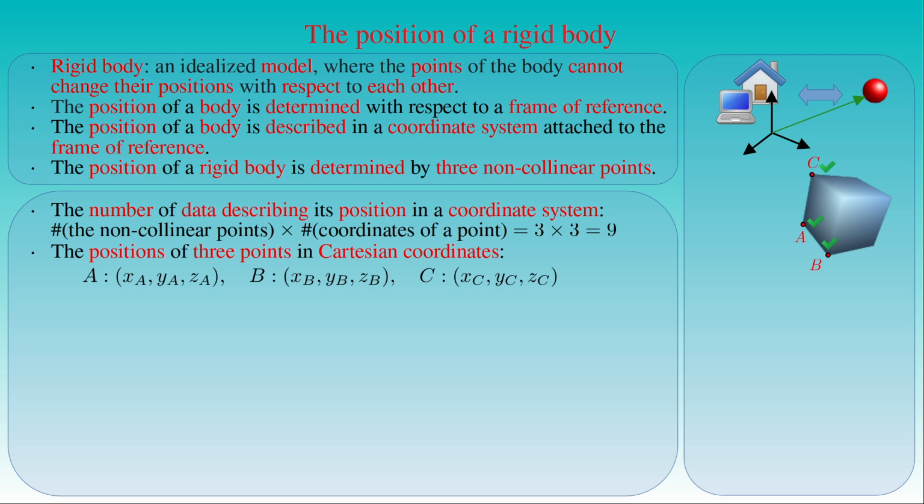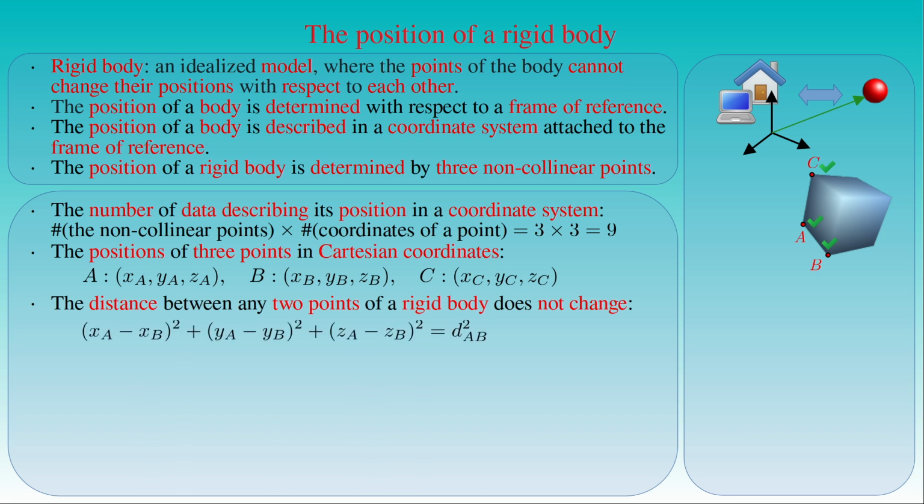By definition, the distance between any 2 points of a rigid body is always the same even if the body moves. We can apply the Pythagorean theorem to describe the distance between the points A and B, and we can write that the square of the difference between xa and xb, plus the square of the difference between ya and yb, plus the square of the difference between za and zb is equal to the square of the distance d between the points A and B.